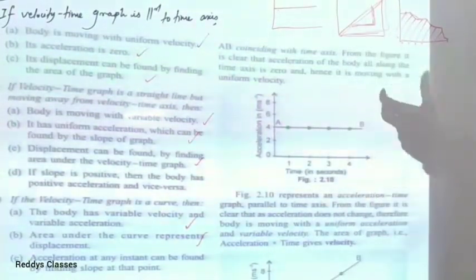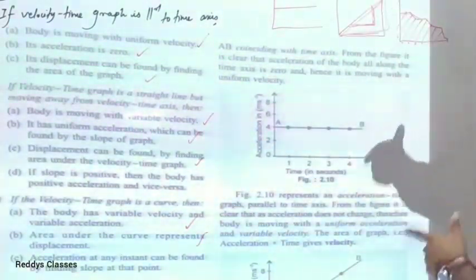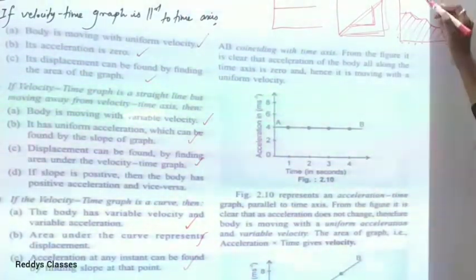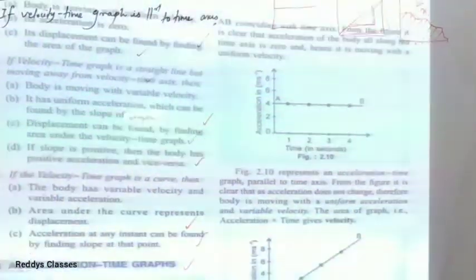The area per square was, there were 12 boxes and the area was 6. Secondly, acceleration at any instant can be found by finding the slope at the point. You know y axis upon x axis, that is y2 minus y1 upon x2 minus x1. Clear? These are the conclusions for the velocity time graph.